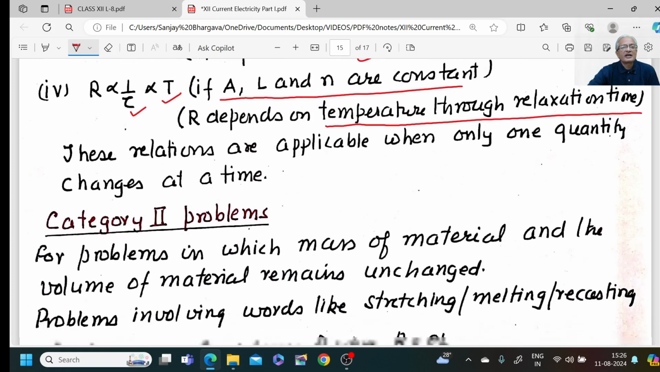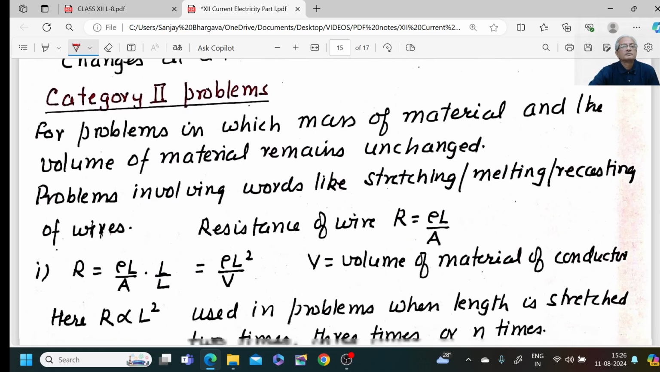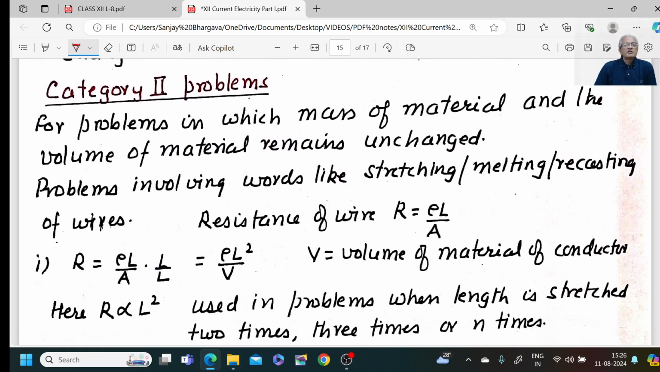Let us see the second category of the problem. There are certain problems in which the mass and volume of the material remain unchanged. These involve words like stretching. The wire is stretched to double its length. The wire is melted and converted to a wire of double the area of cross section. The wire is recasted into another wire of double the length. If such words exist, then we need to manipulate and obtain the different types of answers that are expected of us in the problems.